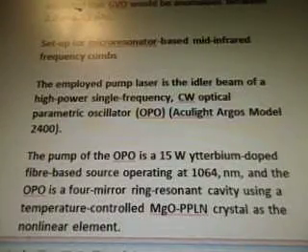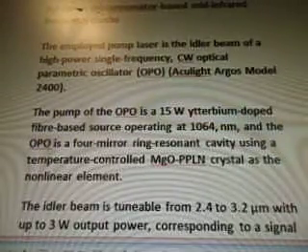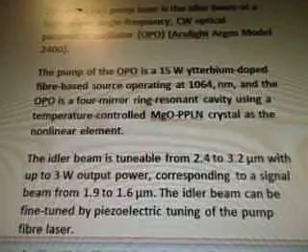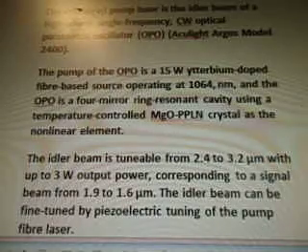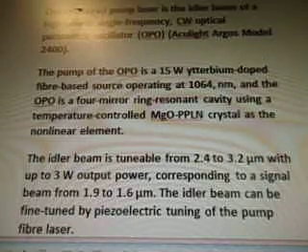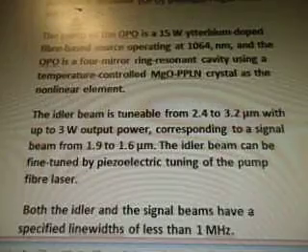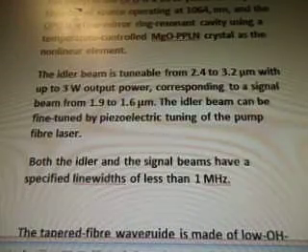Set up for microresonator-based mid-infrared frequency combs, the employed pump laser is the idler beam of a high-power single-frequency CW optical parametric oscillator OPO, Aculight Argos model 2400. The pump of the OPO is a 15W Ytterbium doped fiber-based source operating at 1064 nm, and the OPO is a 4-mirror ring resonant cavity using a temperature-controlled MgO ppLN crystal as the nonlinear element. Now, see, it says 4-mirror ring. Isn't that interesting? And then in the design, we have mirrors set up in a ring formation to diffract the laser beams. So that's cool.